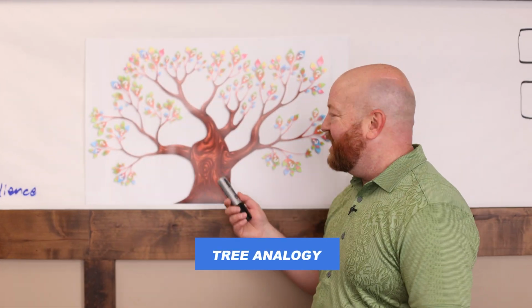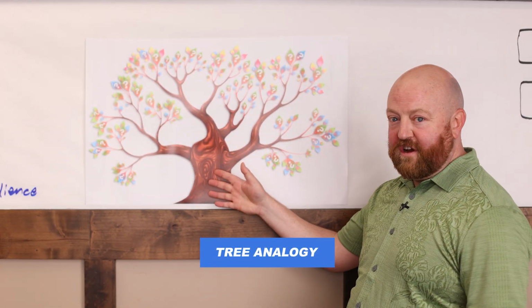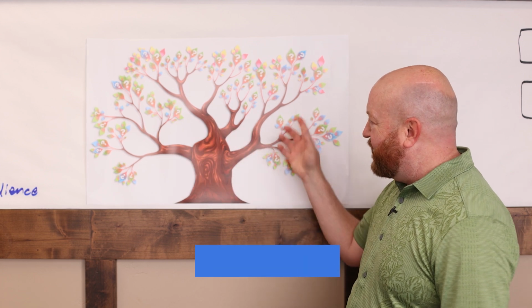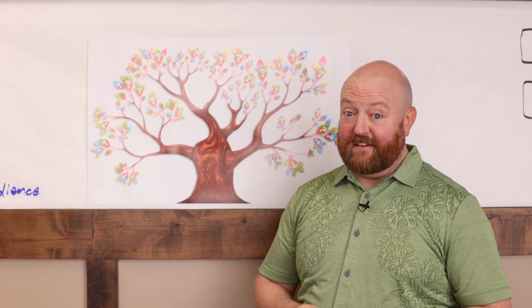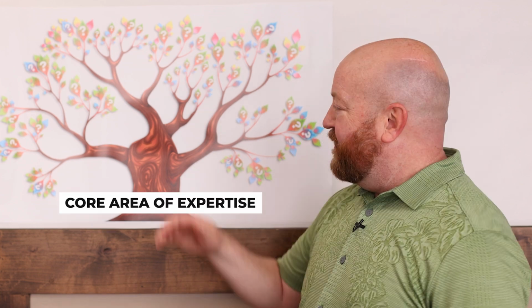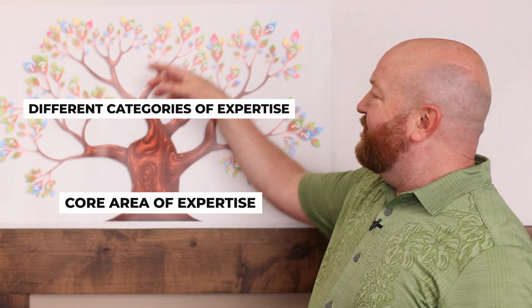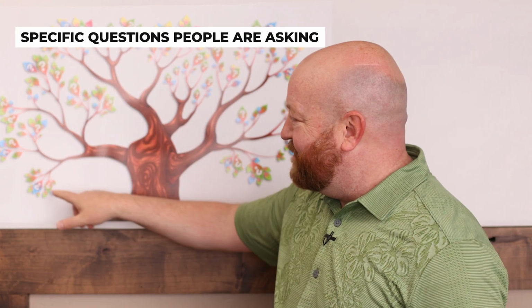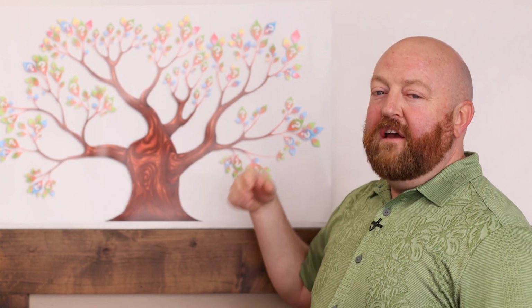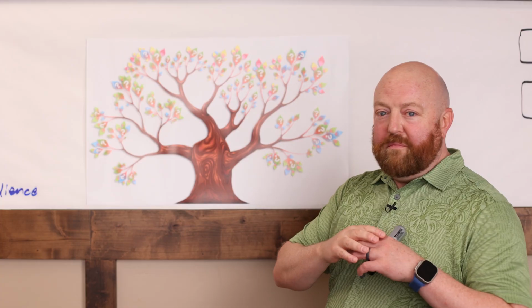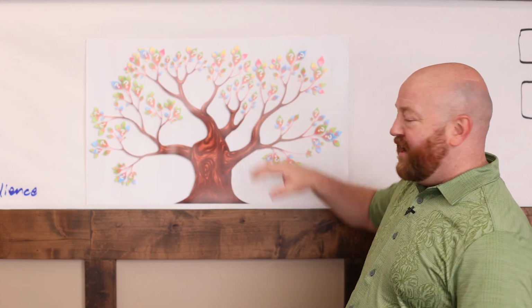So to understand the leaf strategy, I want to teach you my tree analogy. A tree has a broad trunk that goes out to the branches that eventually ends up in the leaves. The broad trunk represents your core area of expertise, and the branches represent all the different ways you can categorize that. The leaves represent questions. I had my team put all these question marks on here. You want to focus on the leaves and don't make any videos on trunk or branch topics.